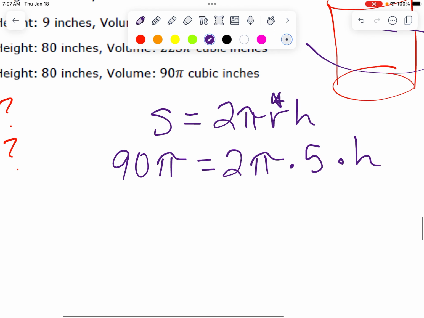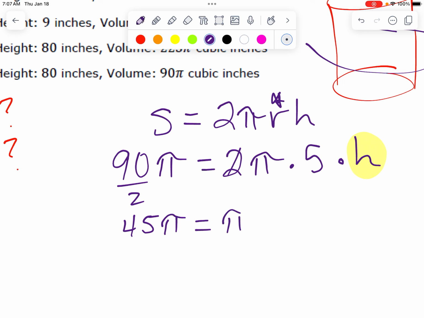All right, here we go. Now we want to get h over here on the right by itself. That means we're going to move everything to the left. So we can start with the 2. The opposite of multiplying by 2 is to divide by 2. That becomes 45 pi equals pi times 5 times the height.